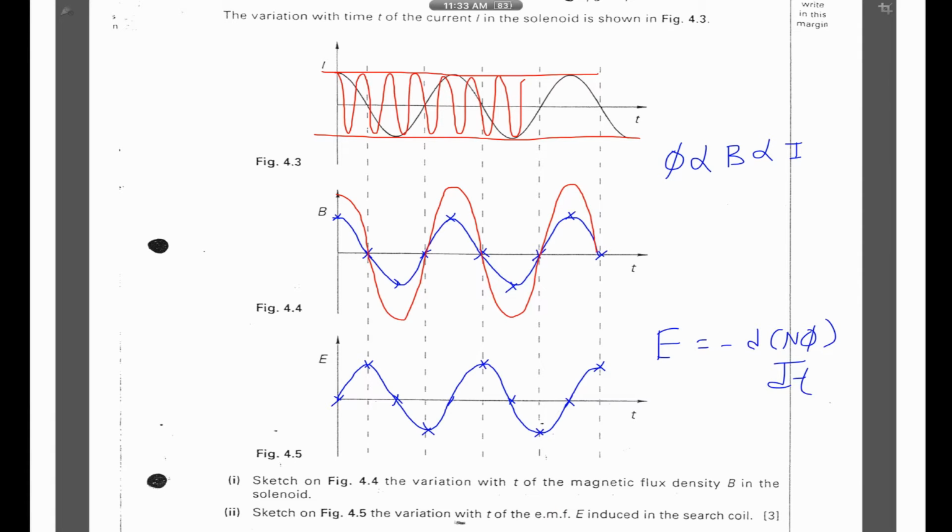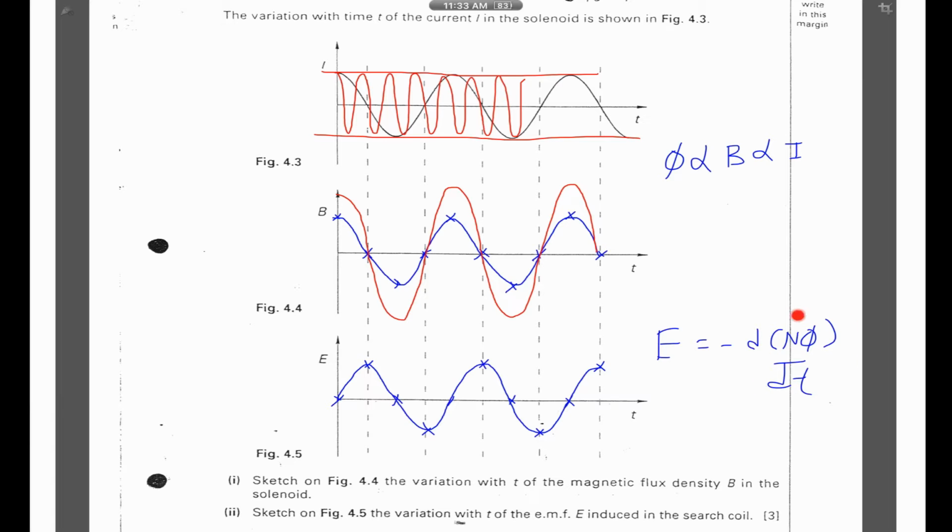But on the second part, to get the induced EMF, you must remember that the magnitude of the induced EMF is equal to the negative of the gradient. So if this is a cosine graph, dΦ/dt means the gradient of flux. By the way, flux and flux density have the same shape. So even though our equation says the gradient of flux versus time, since they give me flux density versus time and they're the same shape, it doesn't matter.